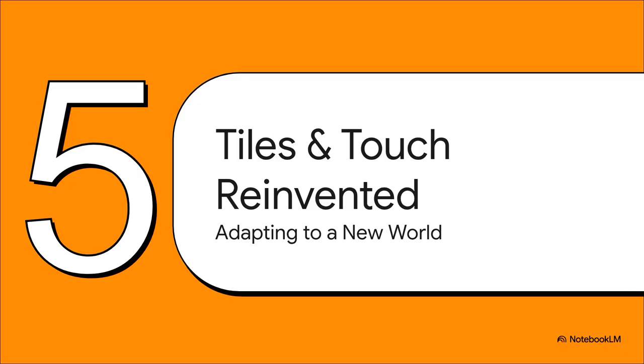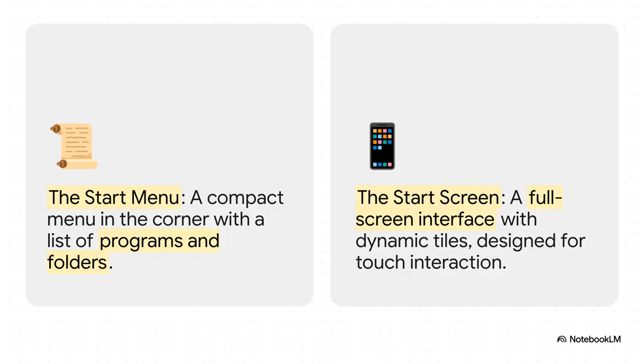So our final chapter here is one of really dramatic and, let's be honest, pretty controversial reinvention. The explosion of smartphones and tablets on the scene forced Microsoft to completely rethink Windows for a brand new world of touchscreens. And this brings us to probably the biggest gamble in the history of Windows. With Windows 8, they completely ripped out the Start menu, a feature that had been the anchor of the OS for 17 years. In its place, the Start screen, a full-screen, touch-first grid of live, dynamic tiles.